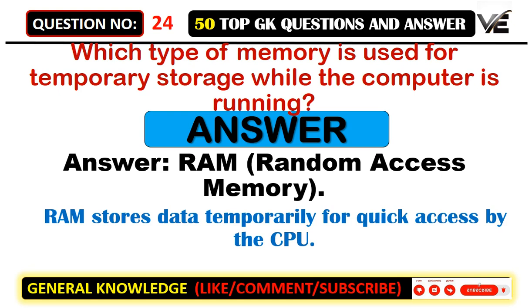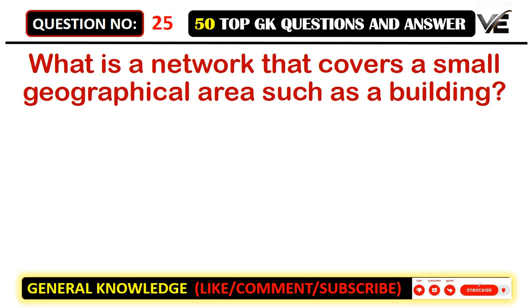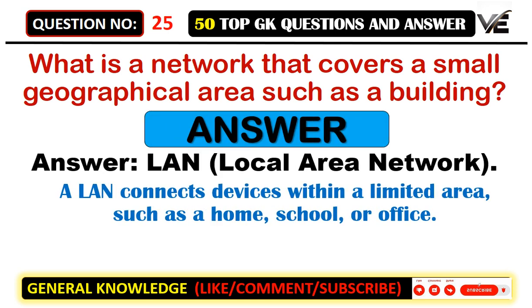RAM stores data temporarily for quick access by the CPU. What is a network that covers a small geographical area such as a building? Answer: LAN, Local Area Network. A LAN connects devices within a limited area, such as a home, school, or office.